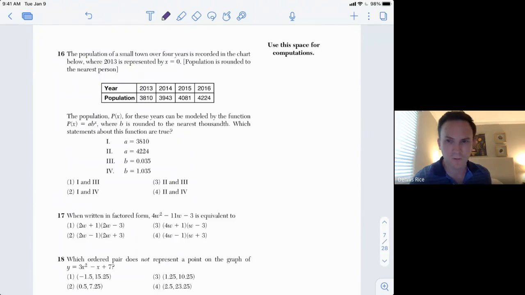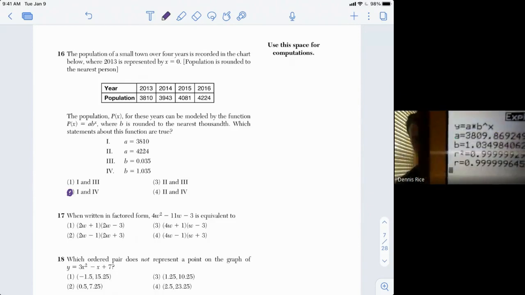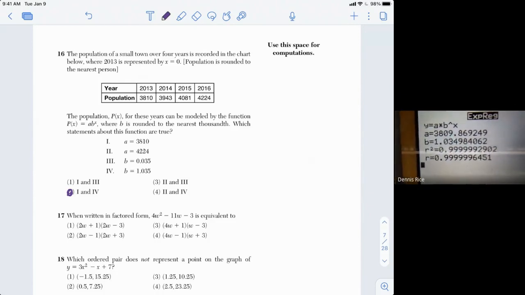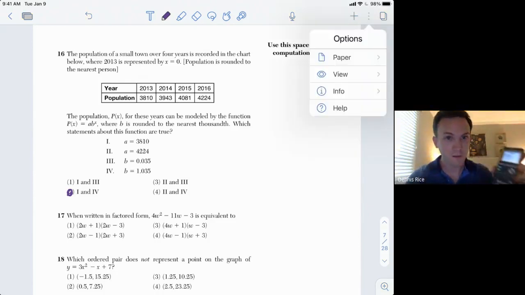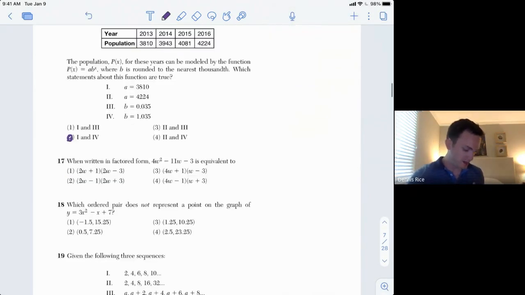So choice 2. Do we get choice 2 for 16? Choice 2 for 16 is correct, I believe. We didn't do so hot with that one. So I'm just showing you what my calculator says. Okay. Oh, it does say population is rounded to the nearest person. Okay. Number 17.